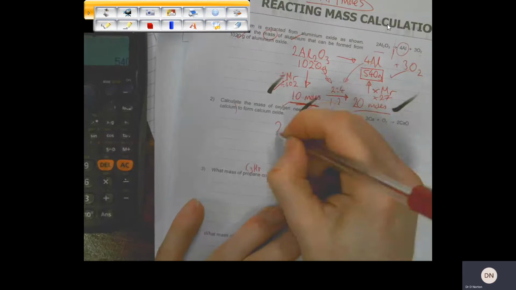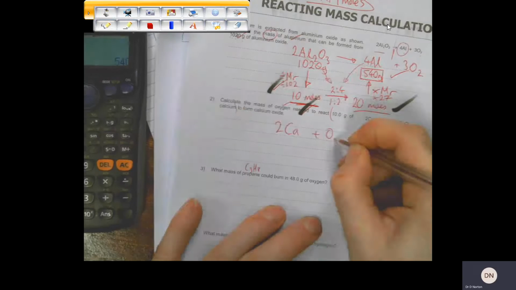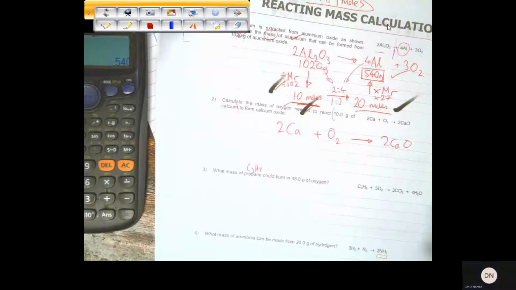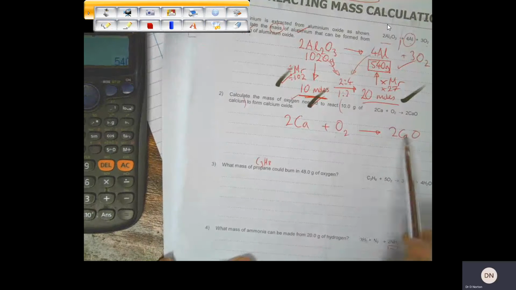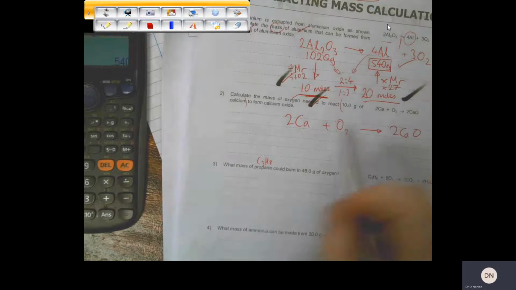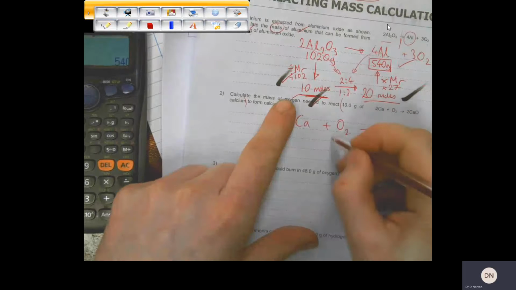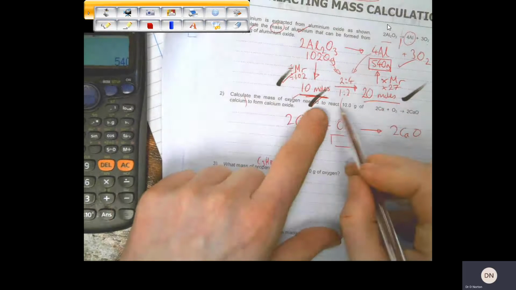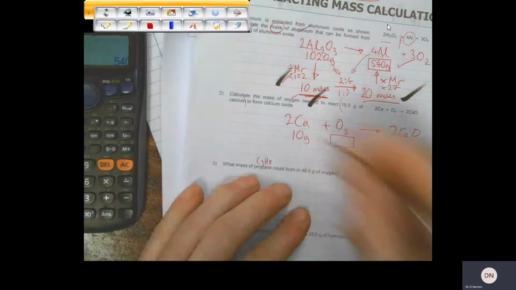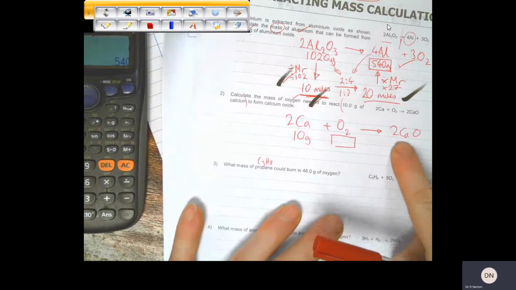the next one. 2Ca plus O2: write down the equation, we reacted one of those to make 2CaO. Two of these reacted with one of these to make two of these. Okay, 2 moles of this reacted with 1 mole of this. Calculate the mass of oxygen, so that's where my box goes, needed to react 10 grams of calcium. They're giving me 10 grams of calcium. They're not giving me anything of this. I'm not bothered about it.